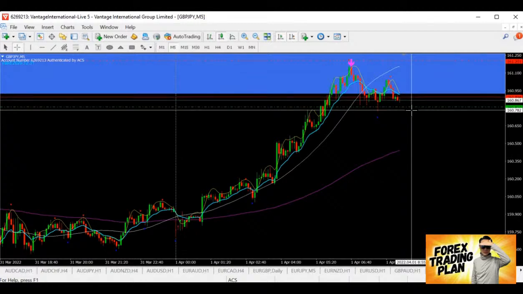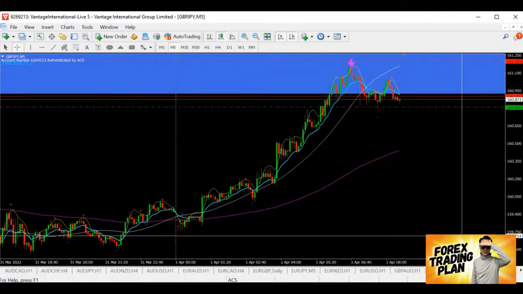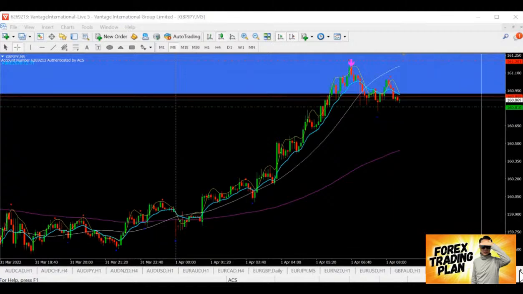All right, so I'm going to put pound yen into my list. Pound yen must break the support in M5 here to create a lower resistance. Then we start trading. So let's move again quickly.